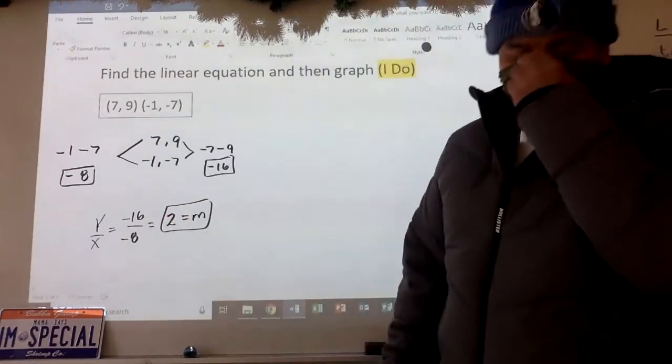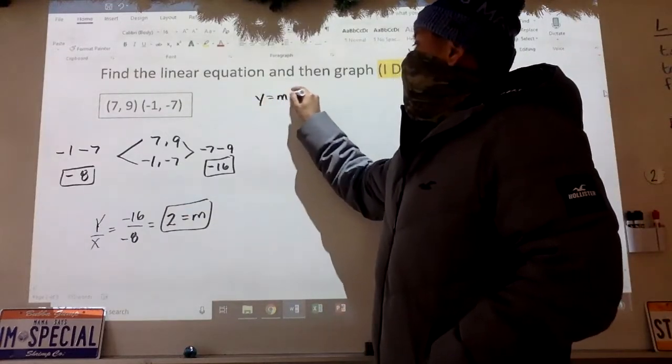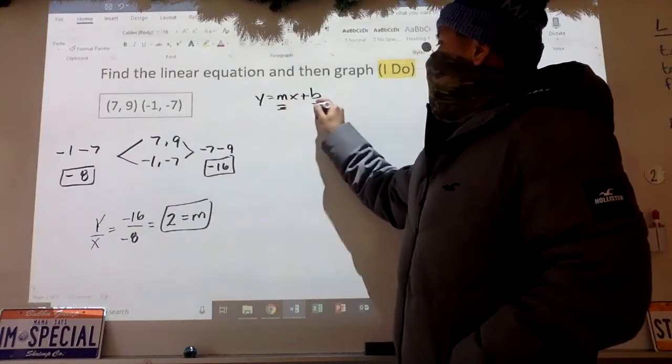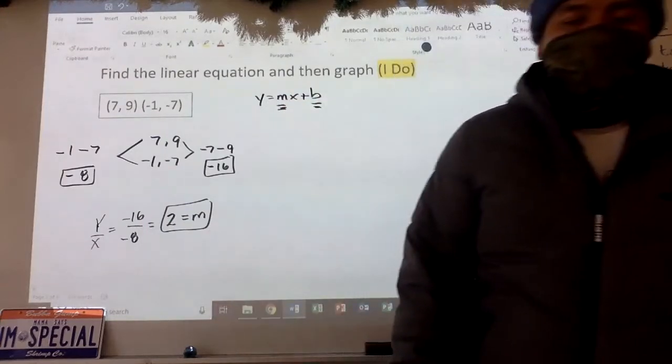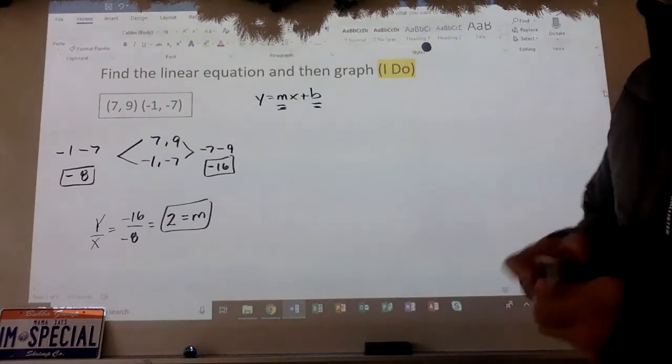And I forgot to mention linear functions. This is the equation we're going to be using. y equals mx plus b. Objective is only to look for m. To look for b, I already found m. Now I will follow by finding b.